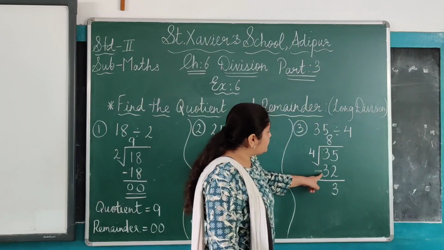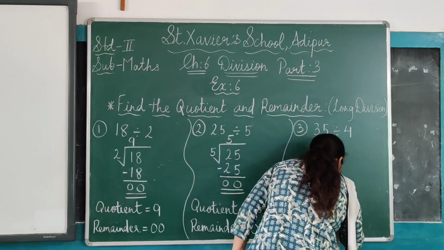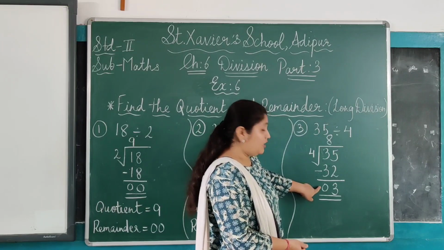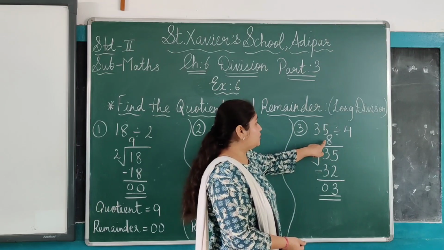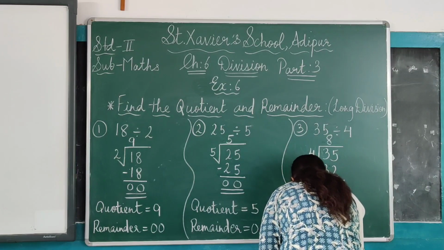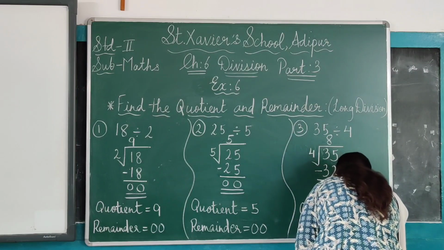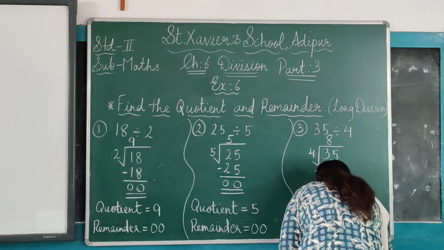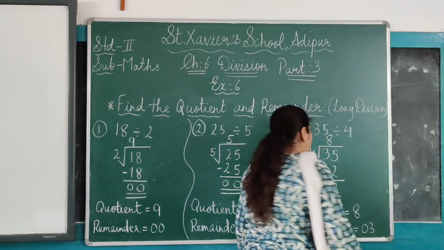Then 3 minus 3. 3 minus 3 is 0. So students, here the remainder is not 0. Remainder क्या है हमारा? 3. Remainder is 3. And quotient is 8. Okay? So write down quotient. Quotient is 8. And remainder is, what is the remainder? Remainder is 3. Remainder क्या बच गया? 3.